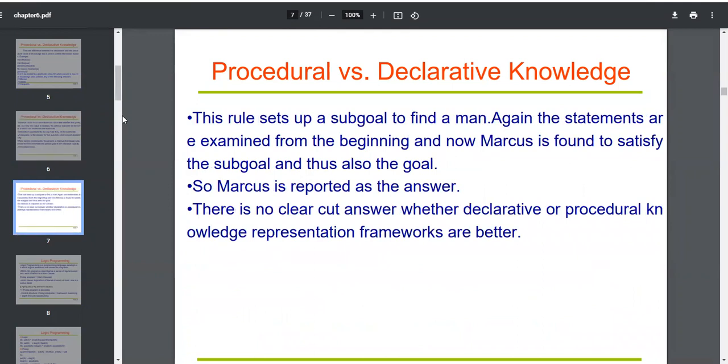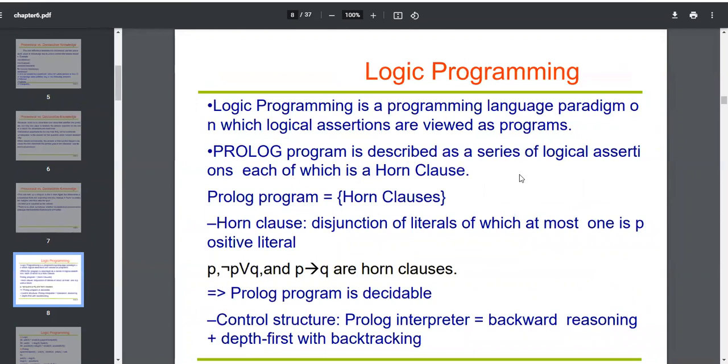So that is what I have explained over here, logic programming. That was about declarative and procedural knowledge representation, and about how we represent facts in the form of predicates. Now we are going to discuss how to represent them with the help of logic programming. When we say logic programming, what we are talking about is predicates, and more specifically Prolog.